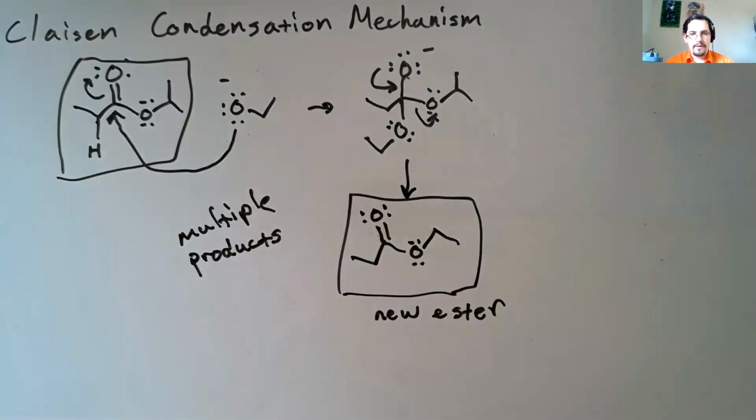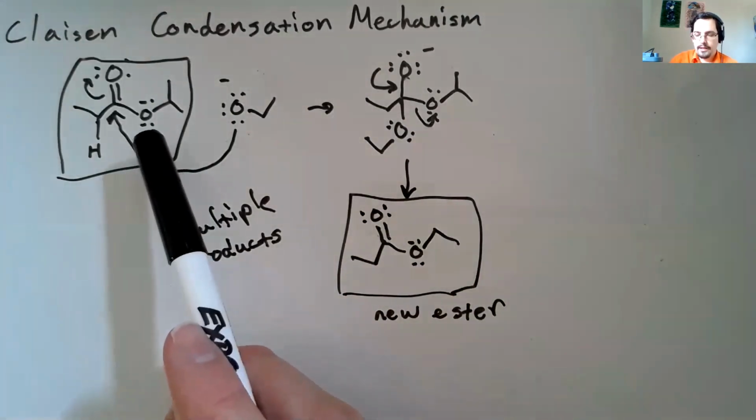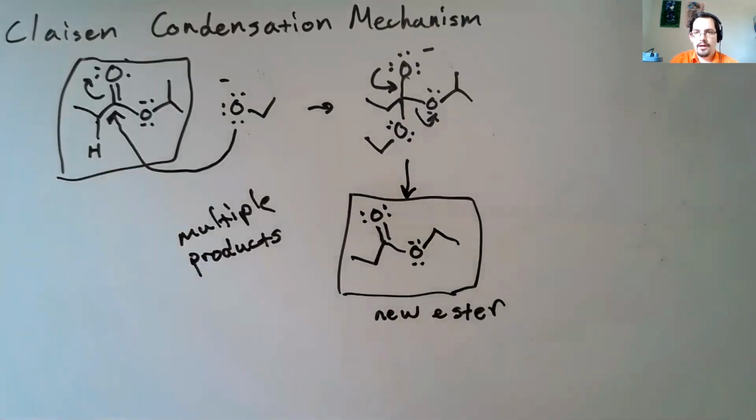So again, overall in this reaction, it has a similar mechanism to the aldol addition reaction for the first part, but then the second part, we actually do almost a nucleophilic acyl substitution reaction where we're replacing the alcohol portion of our ester with the enolate from our second unit of ester.